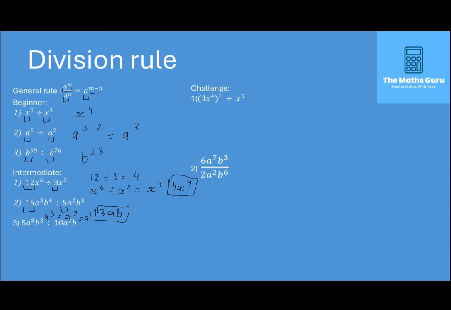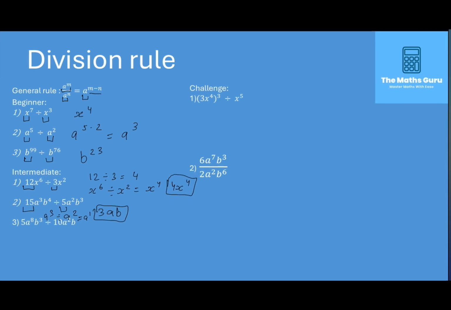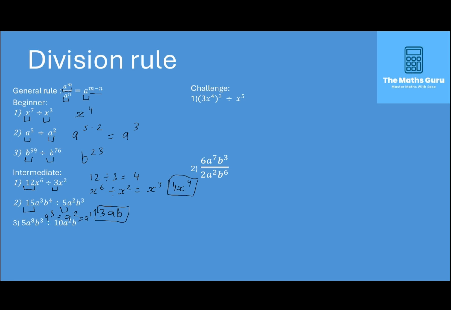Then we look at this one, number 3, 5a to the power of 8 b cubed divided by 10a squared b. We first look at the numbers. 5 divided by 10 is equal to a half. a to the 8 divided by a to the 2 is equal to a to the 6. b to the 3 divided by b to the 1 is equal to b to the 2. So in this case, we're left with a half a to the 6 b squared. That is our final answer.